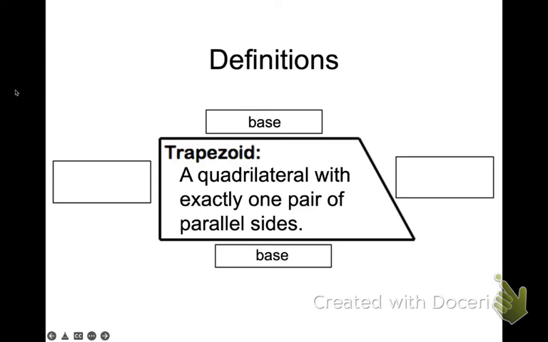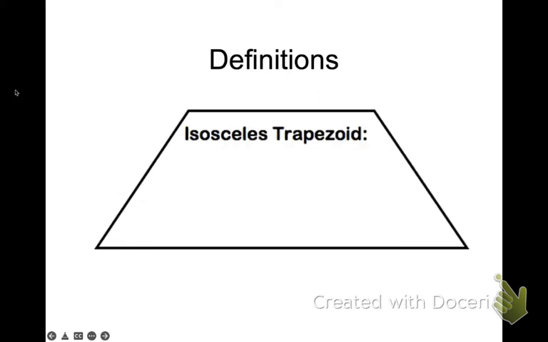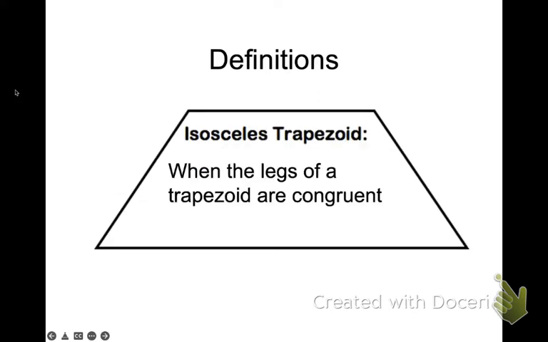And we call those parallel sides the bases. So a trapezoid is going to have two bases. And then the non-parallel sides we're going to call legs. So if you hear me talking about base, that means those are the sides that would be parallel on the trapezoid. If you hear me saying the word leg, then that would be the non-parallel sides. Okay? All right. So if we had an isosceles trapezoid, that's when our legs would be congruent to each other. So an isosceles trapezoid is when the legs of a trapezoid are congruent. That makes it isosceles, right?